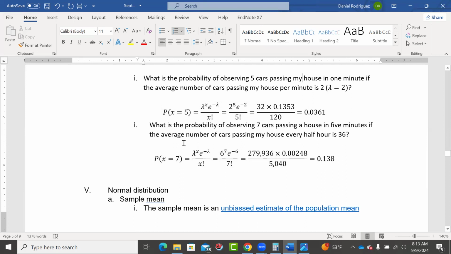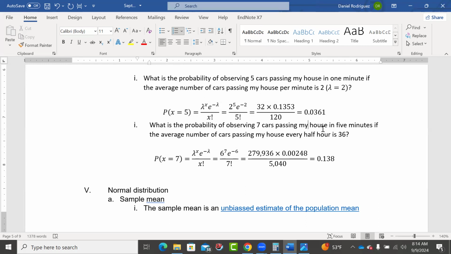I threw this one in here because a lot of professors give you these kind of questions, right? They're just slightly tricky. But let's read that. What's the probability of observing 7 cars passing my house in 5 minutes if the average number of cars passing my house every half hour is 36? You see, what I did here was I decided to change the units here to make you think a little bit.